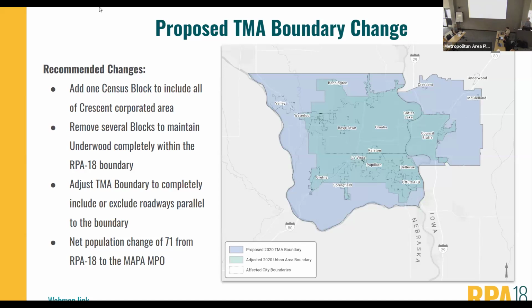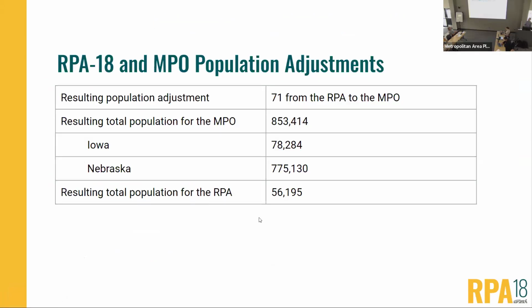Okay. Any questions about the map that we've laid out on the selection of boundary? Great. So what that results in, and then the resolution that you'll be voting for approval today and signing, is a joint resolution between RPA-18 and the MAPA MPO.